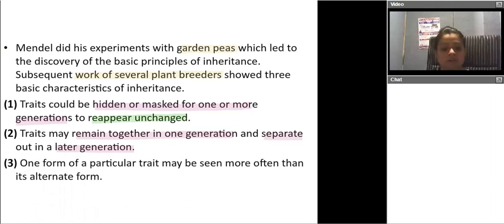One form of a particular trait may be seen more often than its alternate form. So he developed three basic characteristics of inheritance. The first one is the traits being hidden in order to reappear unchanged. The trait may be together in one generation and separate in another. And there may be a particular trait that may be seen more often than its alternate form.